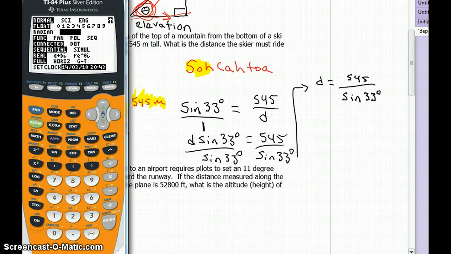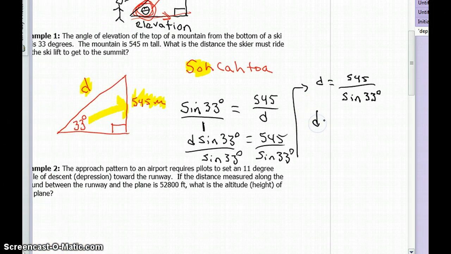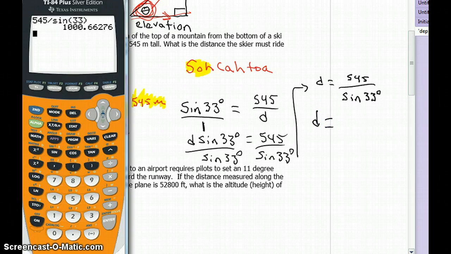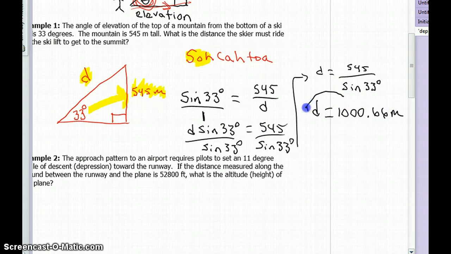Then I go back to my home screen, and I'm going to type in exactly what I have here, 545 divided by sine 33, close parentheses, enter. And so our answer here is our distance is going to be equal to 1,000, we'll go ahead and round to 2 decimals, .66 feet. So actually, I'm sorry, meters. 1,000.66. And our problem was given in meters, so we'll put meters. This problem is done, so I can circle my answer.